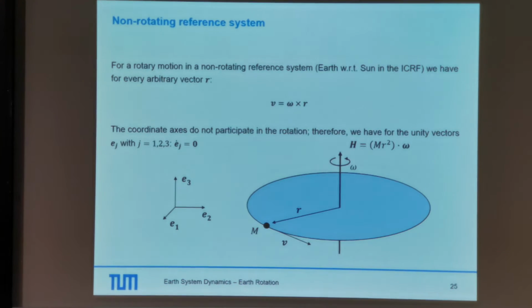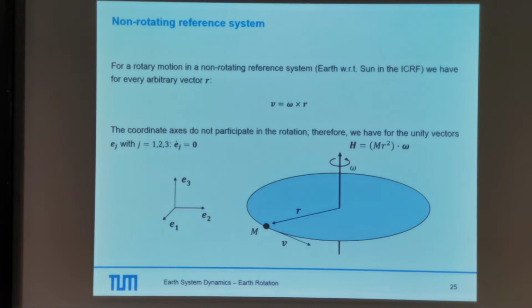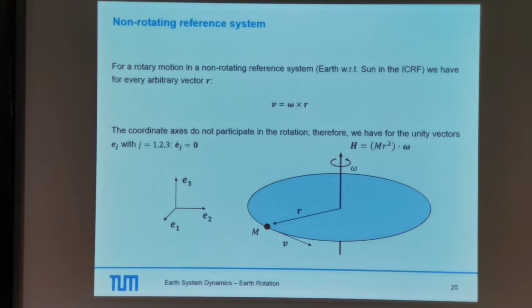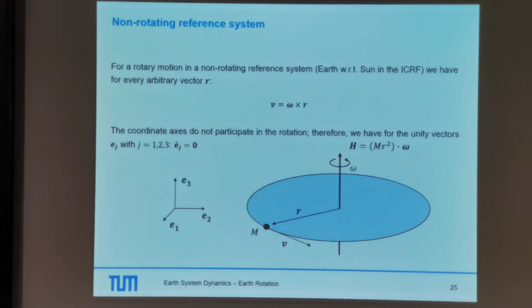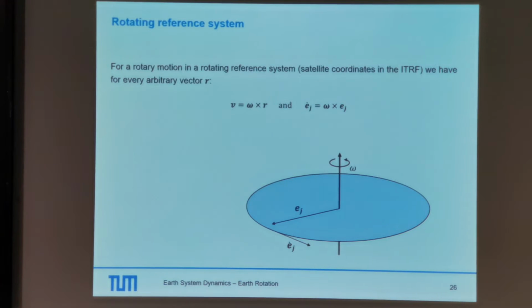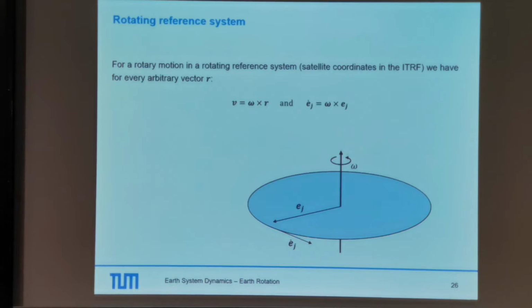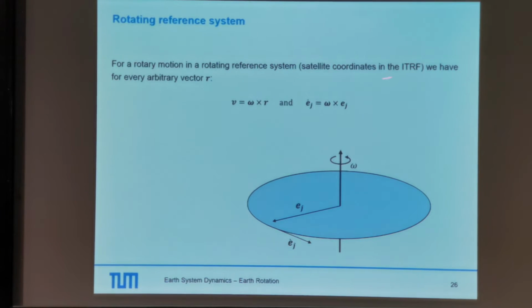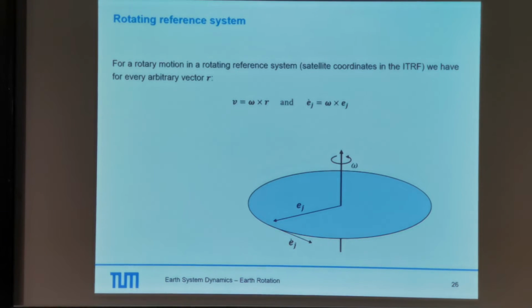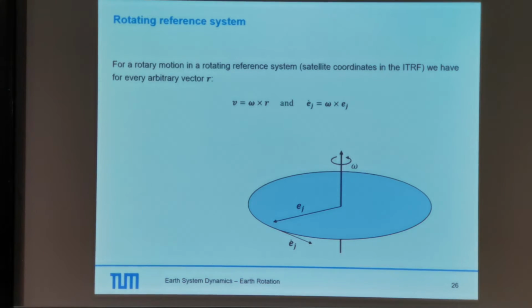They are non-rotating. Which means, in fact, we have the ICRF coordinate system somewhere dislocated from the Earth. Yeah? This is non-rotating, this is invariant in time, and we have our system of the mass elements, so the Earth, which are rotating. But now we assume that the reference system is rotating, for example, satellite coordinates within the ITRF, as seen from the ITRF, then the ITRF is a co-rotating system with the Earth, yeah?